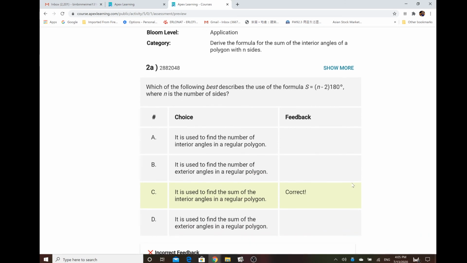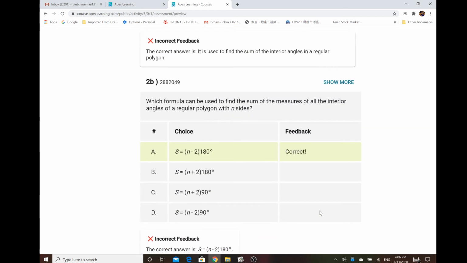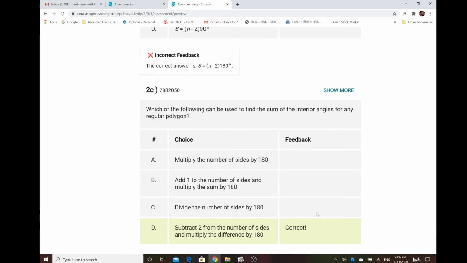Which one of the following best describes the formula n minus 2, quantity, times 180, where n is the number of sides? This formula is quite similar to the one I mentioned before, n minus 2, but this one is n minus 2 times 180. Anytime you see a formula like this, it's used to find the sum of all the interior angles of a regular polygon. So C is correct. Again, to find the measure of all the interior angles, it's n minus 2 times 180.